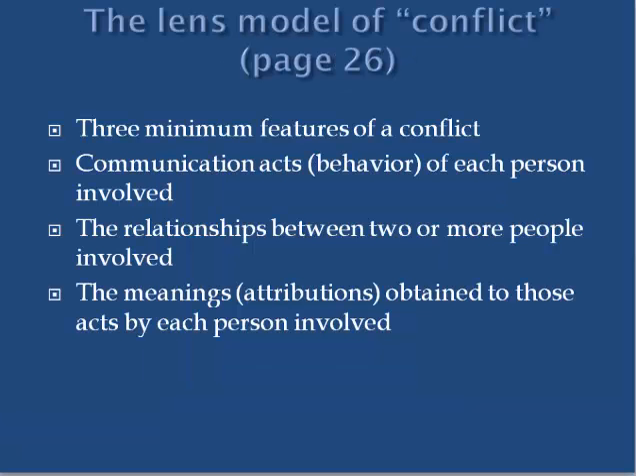So let's talk about the lens model. On page 26 in Interpersonal Conflict, it talks about the lens model of conflict. There are three minimum features of a conflict: a communication act, a behavior between two individual persons. It could be two, it could be three, it could be four, it could be a group of individuals. But some sort of communication act has to happen.